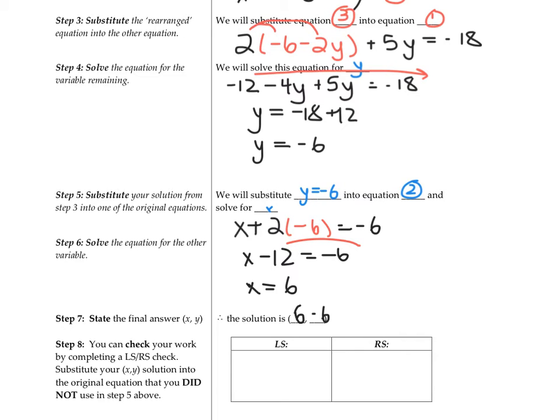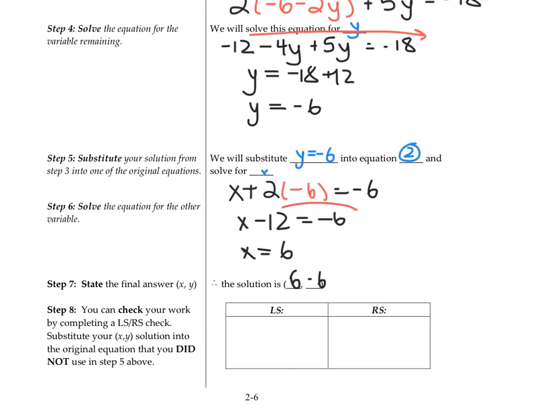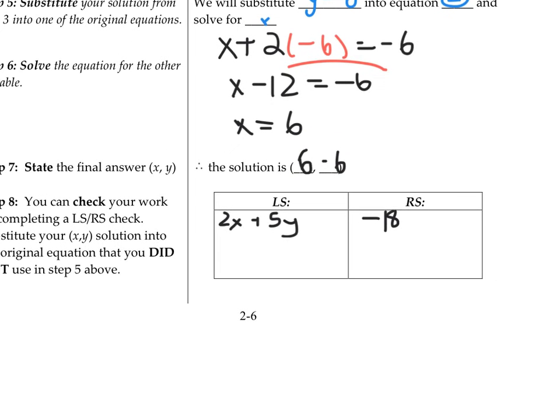Now I'm going to do my left side, right side just for equation 1. And equation 1 was 2x plus 5y equals -18 on the right. So on the right side, I don't have to do anything. But on the left side, I'm going to sub in my point. So 6 for x, -6 for y. 2 times 6 is 12. 5 times -6 is -30. And we get -18, which means perfect. Again, I'm on the right track.